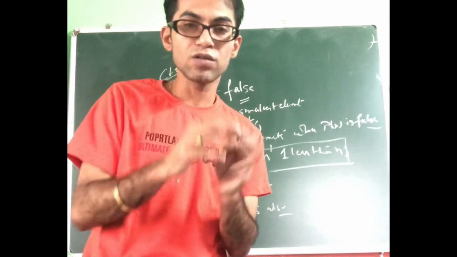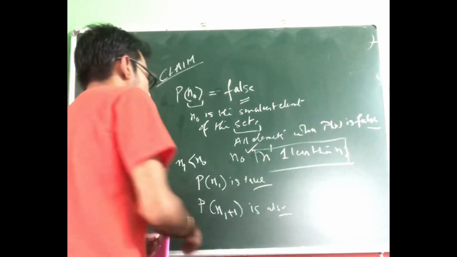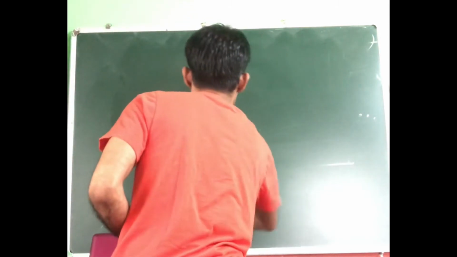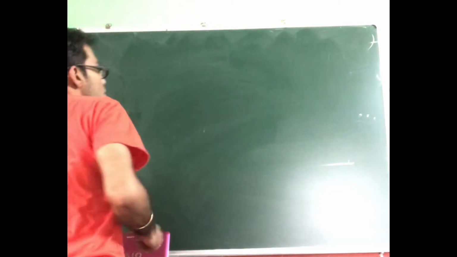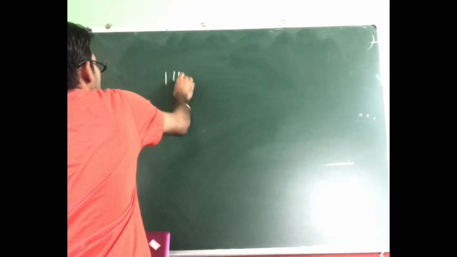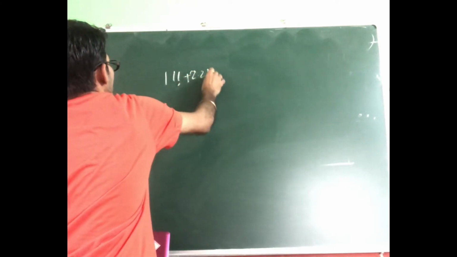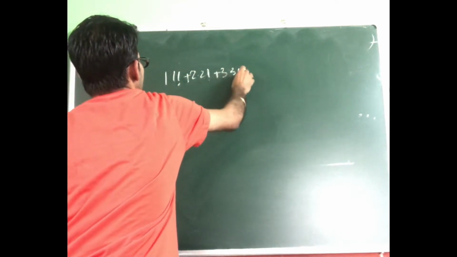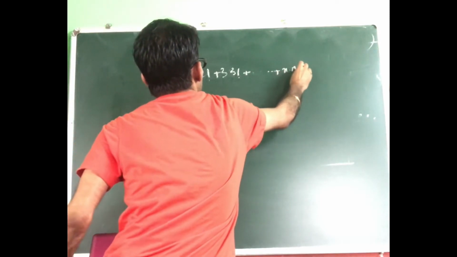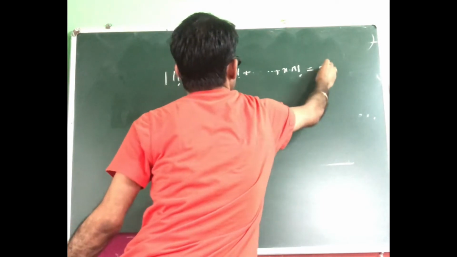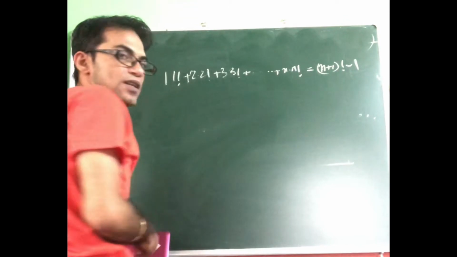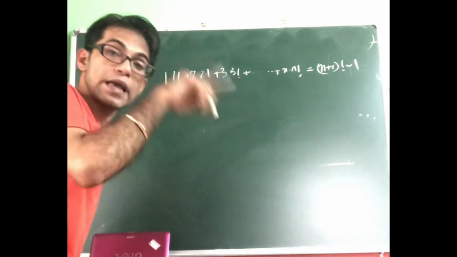So far, based on this logic, we'll try to do a problem, and the problem states that we are looking into the summation of some numbers. The sum is 1 into 1 factorial plus 2 into 2 factorial plus 3 into 3 factorial, and we are adding it all the way up to n into n factorial, and I claim that this should be equal to n plus 1 factorial minus 1. This is what I am required to prove using induction.